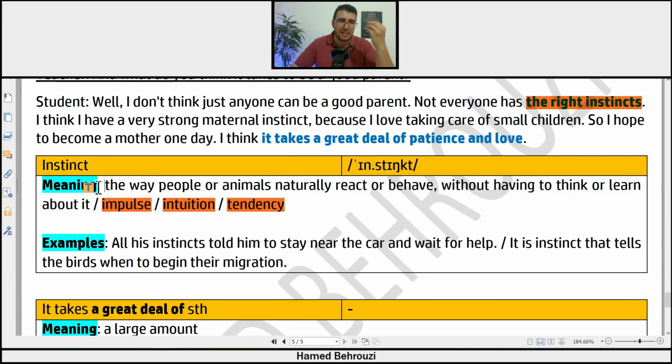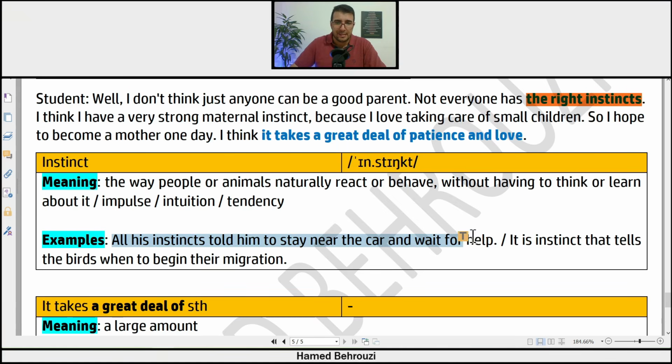Let's read the definition. These are synonyms. The way people or animals naturally react or behave without having to think or learn about it. I told you, you don't think about it. It's something that naturally tells you. Like your maternal instinct, if you are a female, your paternal instinct if you are a father. Anyway.